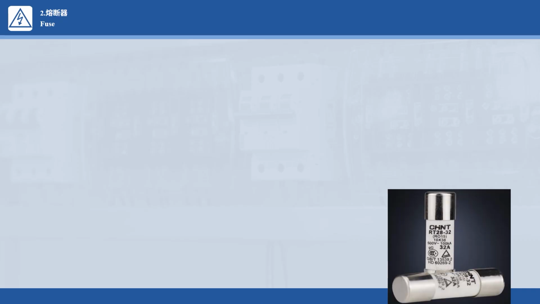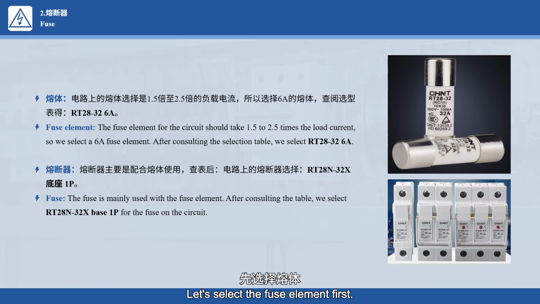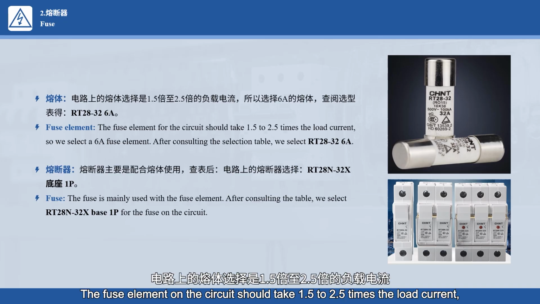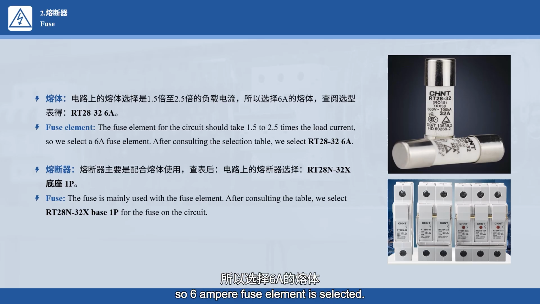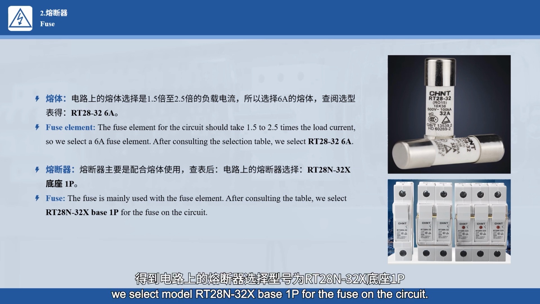Then, the fuse. Let's select the fuse element first. The fuse element on the circuit should take 1.5 to 2.5 times the load current, so 6 ampere fuse element is selected. According to the selection table, the model is RT28-32 6 amperes. Then, select the fuse. The fuse is mainly used with the fuse element. After consulting the table, we select model RT28N-32X base 1P for the fuse on the circuit.